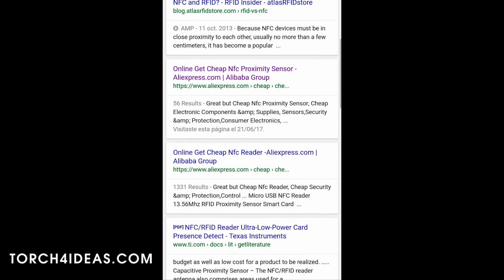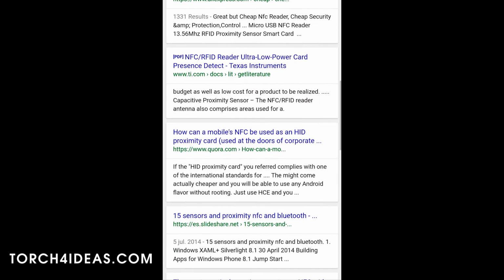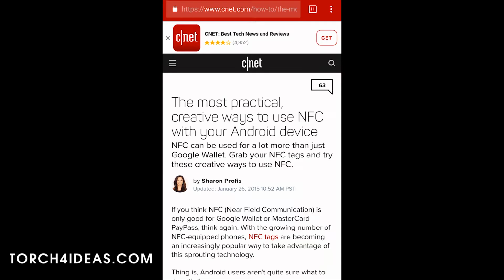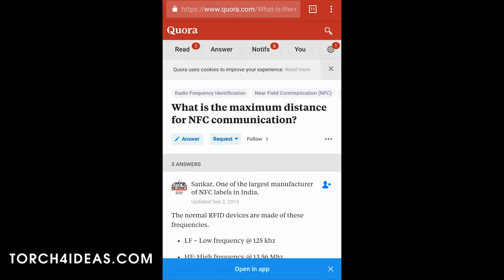NFC, these little tags, $1 each. They connect to your mobile phone. They don't require any power. Looks like an ideal solution, but we keep on researching and we find out that they need to be very, very close to the mobile phone. So this is not good. The distance is too little.